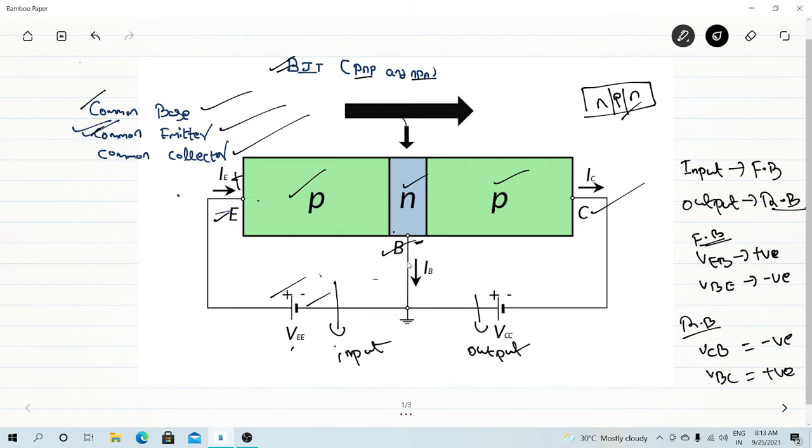As you can see, this base is common to both input and output sections. In the input section we have emitter and base, and in the output section we have base and collector. That means basically the base is common to both input as well as output. Okay, so this is my input section, this is my output section, and the base remains common to both input and output sections.